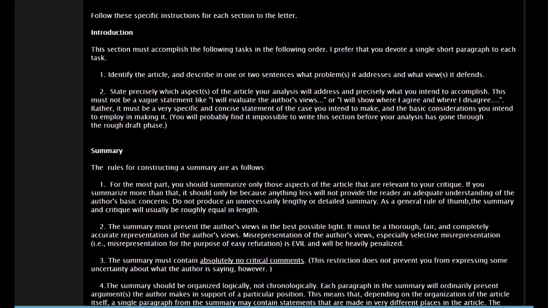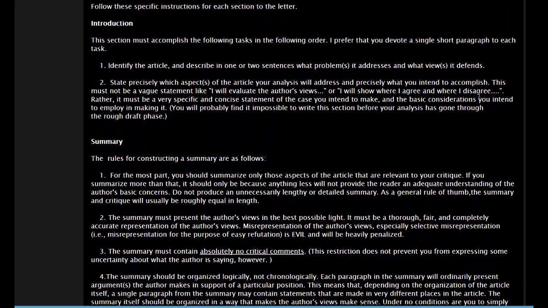Okay, now here are the specific instructions for each section. So let's begin by talking about the introduction. This section must accomplish 2 tasks in this order, and I strongly prefer that you devote a single short paragraph to each task. Okay, so that's getting out of the gates well. These are distinct identifiable tasks, so make them distinct identifiable paragraphs.